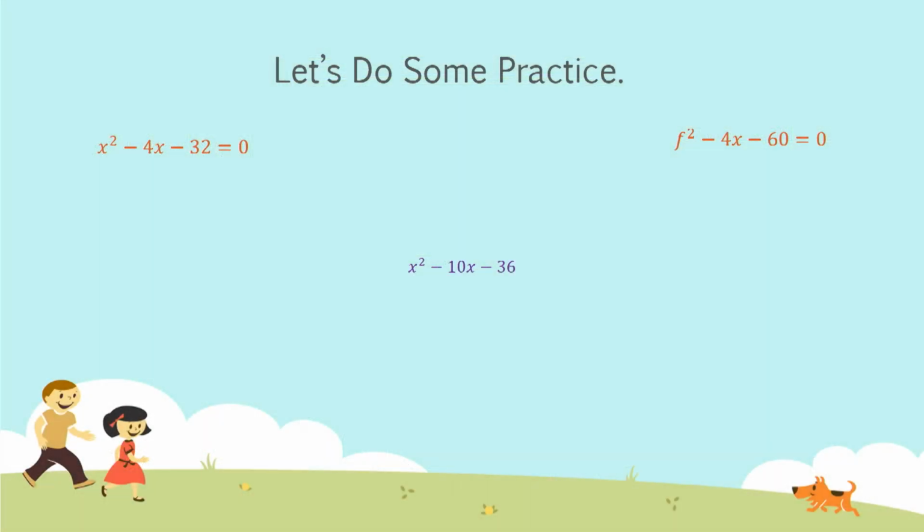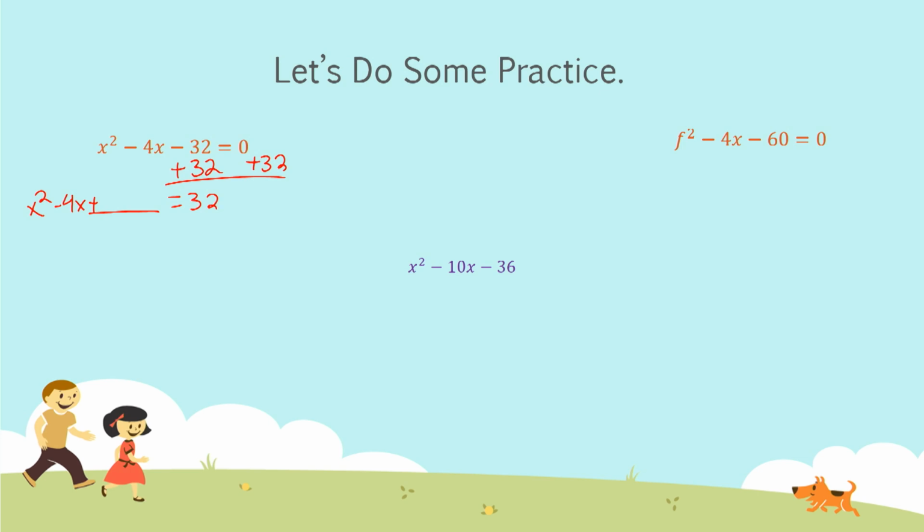Let's do some practice. So I have 3 problems here. I am going to complete the square to do all 3 of these problems. So let's go ahead and get started. I'm going to move my old c and rewrite x squared minus 4x, room for my new c, equals 32.